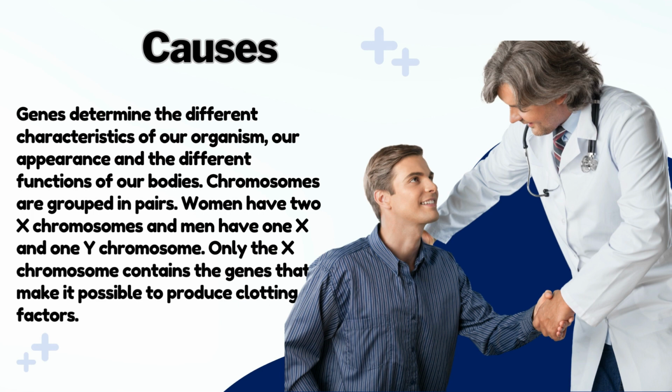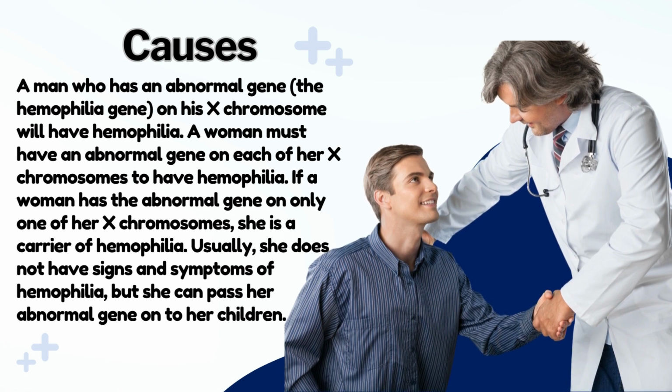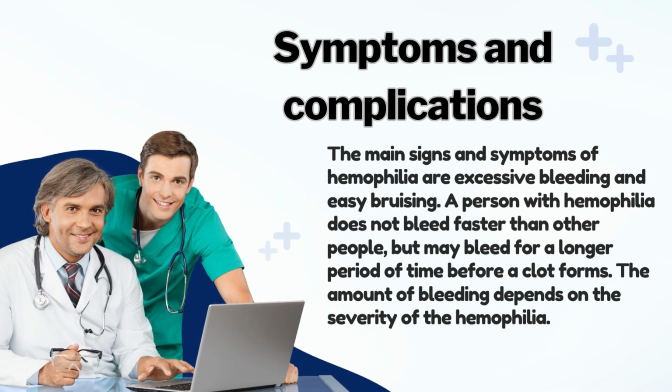Women have 2 X chromosomes and men have 1 X and 1 Y chromosome. Only the X chromosome contains the genes that make it possible to produce clotting factor. A man who has an abnormal gene, the hemophilia gene, on his X chromosome will have hemophilia. A woman must have an abnormal gene on each of her X chromosomes to have hemophilia. If a woman has the abnormal gene on only one of her X chromosomes, she is a carrier of hemophilia. Usually, she does not have signs and symptoms of hemophilia, but she can pass her abnormal gene on to her children.